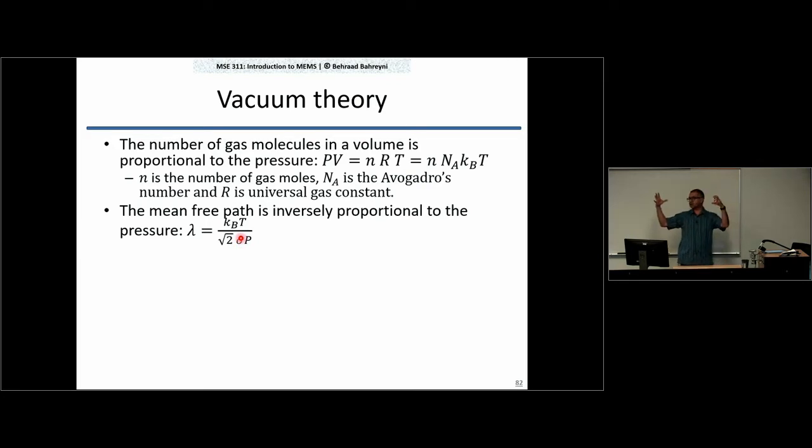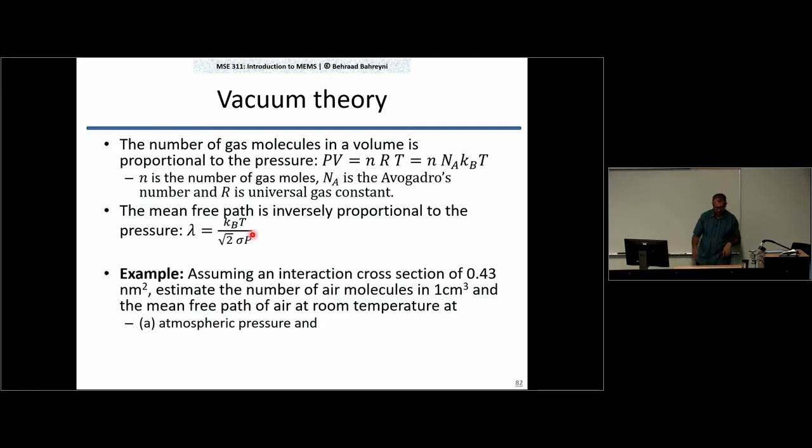The larger the gas molecule is, the higher is the chance of colliding with another one. And the mean free path is inversely proportional to pressure. So if you drop the pressure by a factor of 10, the mean free path becomes 10 times longer. Now, let's look at some numbers here.